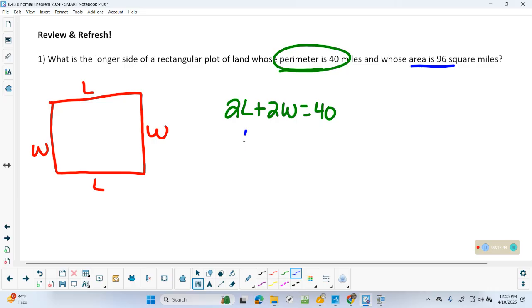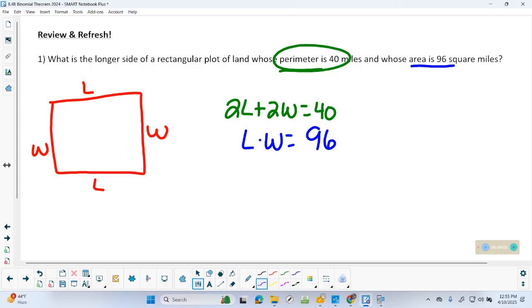Length times width. And it tells us it equals 96. So good review. We are back to chapter 7, systems of equations. I'm going to use substitution or elimination. I'm probably going to use substitution because of this product in the blue equation. It's going to be hard to eliminate anything.